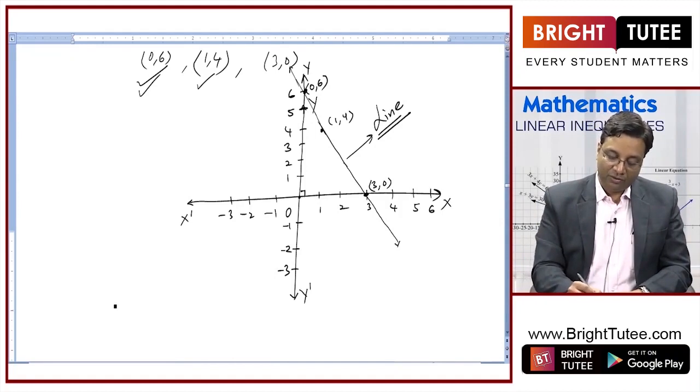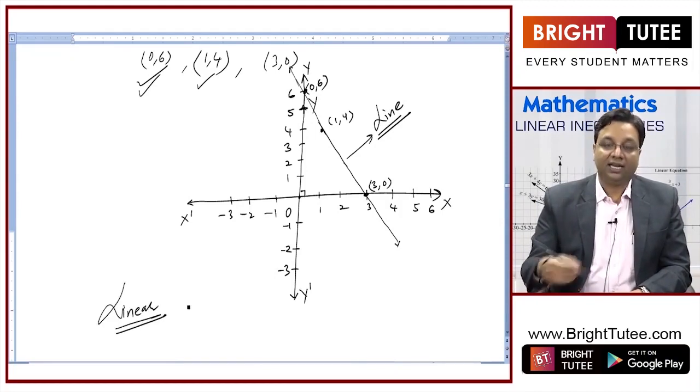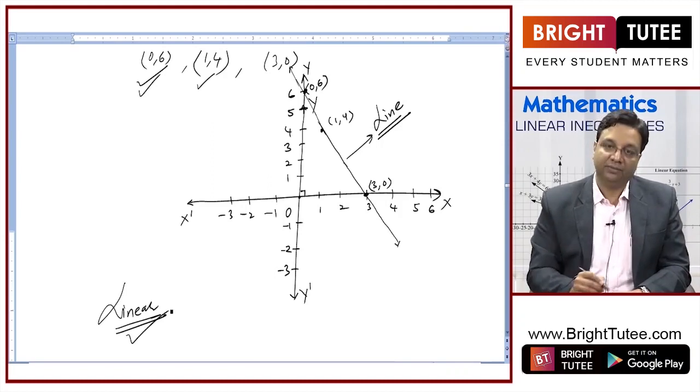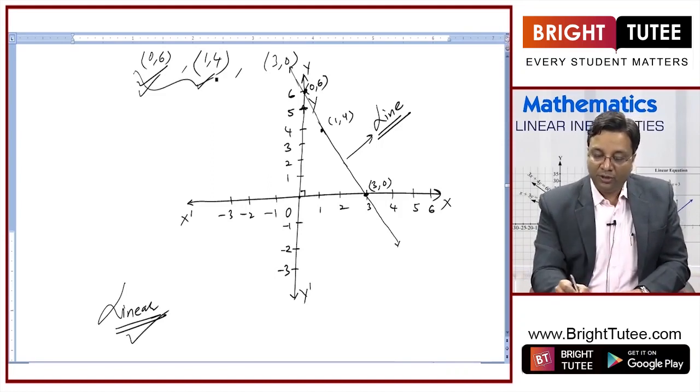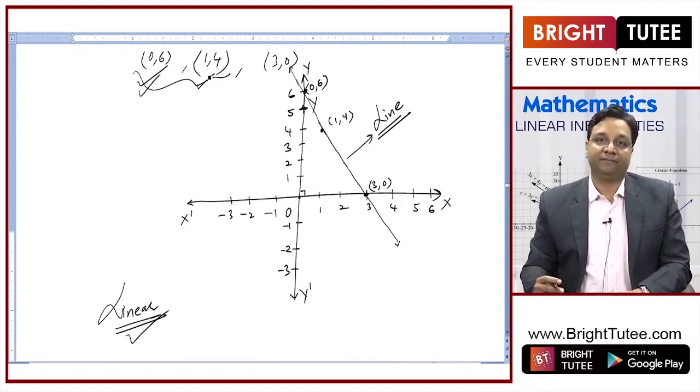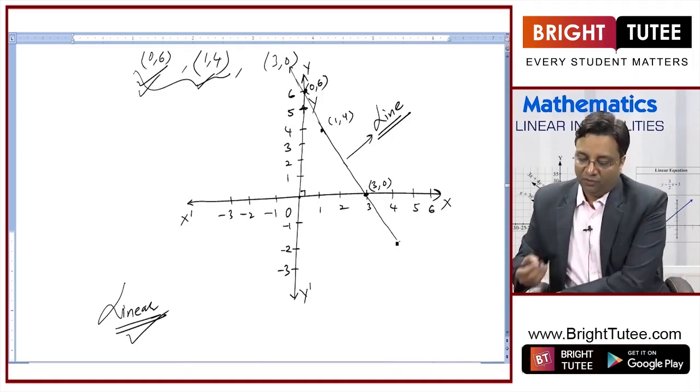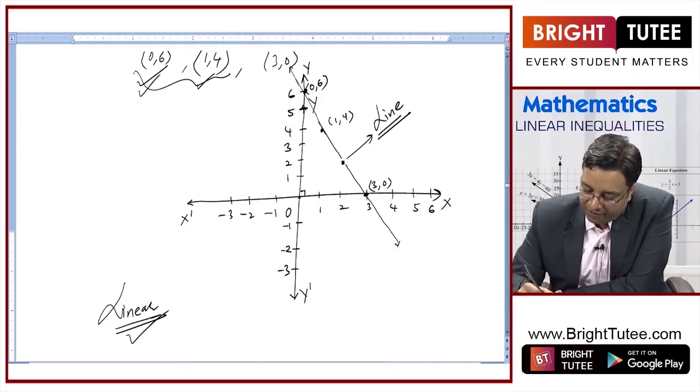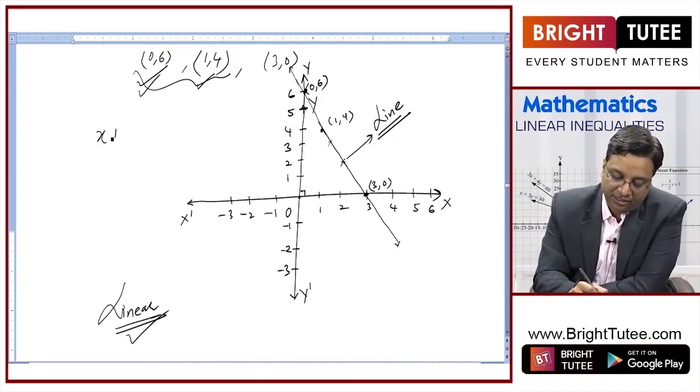So the graph of a linear equation in 2 variables is a line, right? That is why the name linear here. Even if you had 2 points, you could still draw this line, right? It will be the same line here. Now what is this line? Every point on this line is a solution of this equation, x plus 2y equals 6.